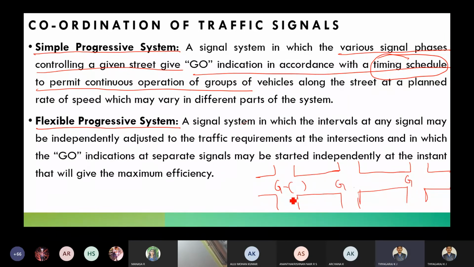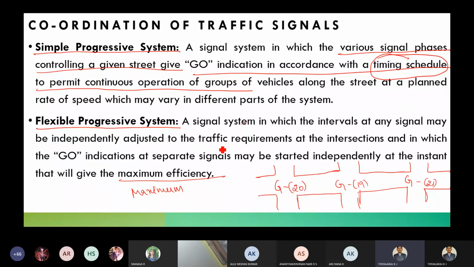So the timings you are going to prefer basically depend on the maximum efficiency. There is a maximum number of vehicles. When it is accommodated on the junction, only then will the green phase be operated. Here, in simple progressive, it is fixed: 20, 19 and 21 seconds, it is fixed.